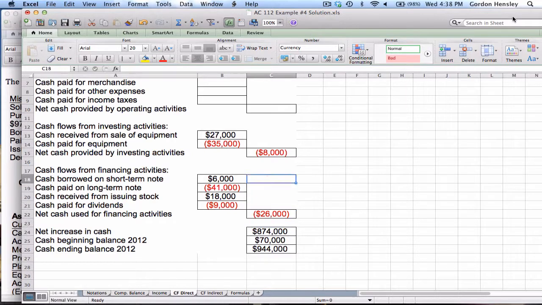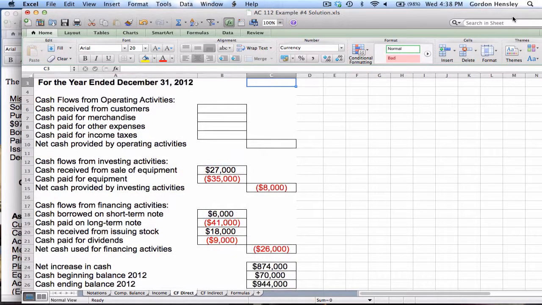So basically, from my investing activities, I have negative 8,000. From my financing activities, I have negative 26. And down here on cash, I have an increase in cash of 874,000. So that completes everything on the direct method statement except the very top section. That's the section on operating activities.